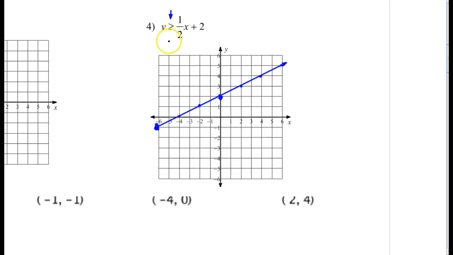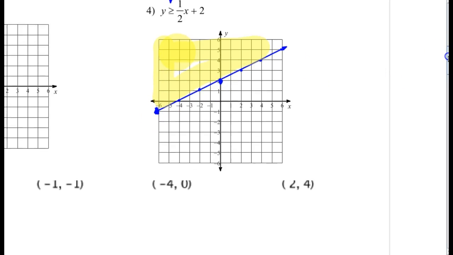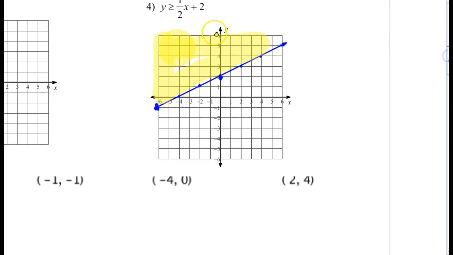And should I shade up or down? Up. Okay. Yeah. Greater than, bigger. Okay. So thinking of y, what y's are bigger than 2, 3, 4. Yeah. All these up here. So go ahead and do a light shade on there. There we go. And then algebraically verify those 2 points.